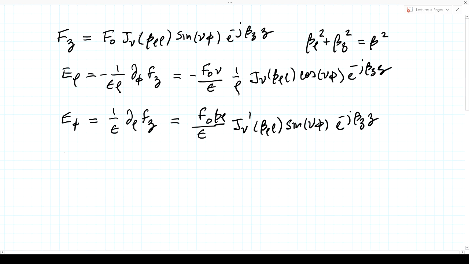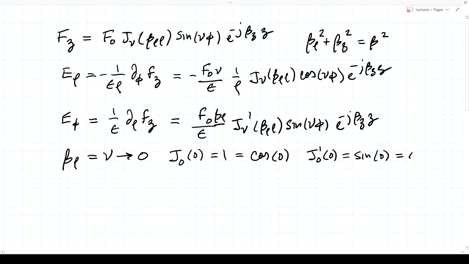So now let's do something interesting. Suppose we set beta_rho equal to nu, and we let those both go to 0. Just mathematically, let's do that. So this is going to become J0, and this is going to become sine of 0. But notice what happens. J0 of 0 is equal to 1, which is also equal to the cosine of 0, whereas J prime 0 at 0 is equal to the sine of 0, which is equal to 0. And in this limit, if beta_rho goes to 0, then beta_z is the square root of beta squared minus beta_rho squared, but beta_rho squared goes to 0, so it's just equal to beta.